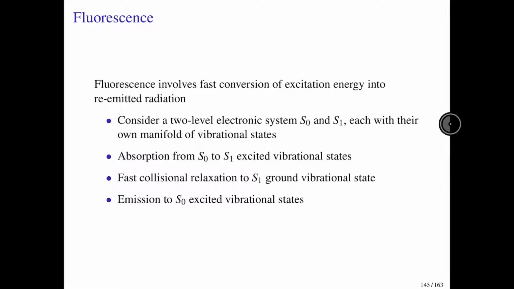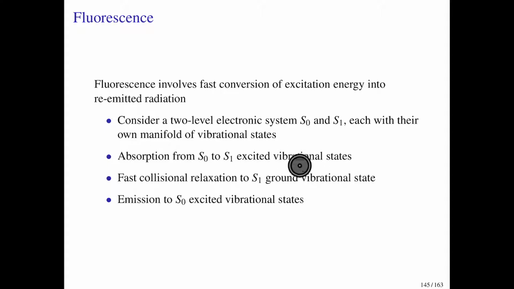So we'll talk about fluorescence first. Fluorescence involves a fast conversion of the excitation energy into re-emitted light. We'll consider a simple two-level system. So S0 is our ground electronic state. S1 is the first excited electronic state. And each of these have their own manifold of vibrational states, like we talked about in the last video. When you have absorption, you go from the ground vibrational state of S0 to the excited vibrational states of S1.